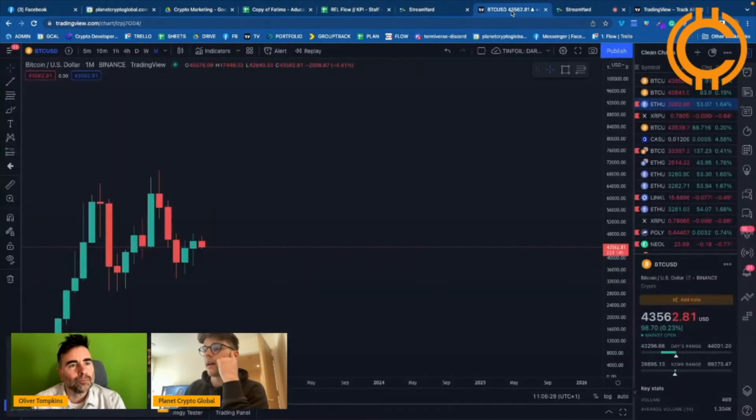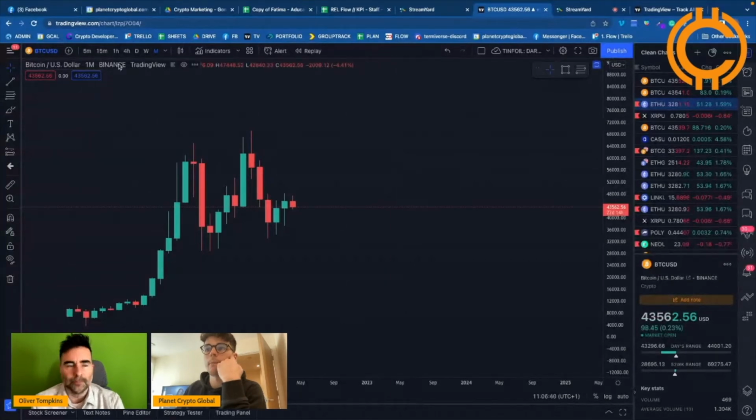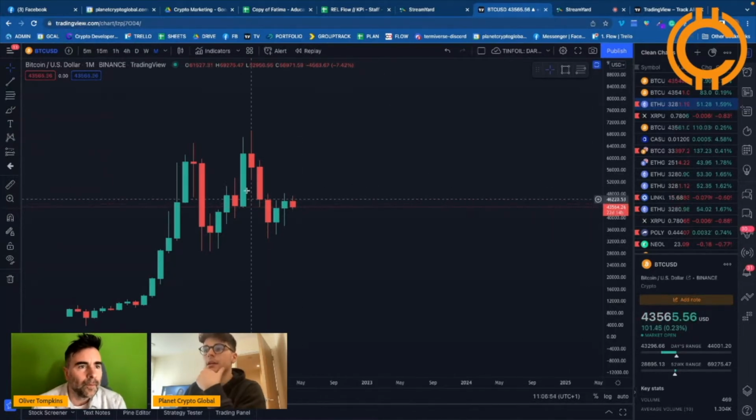So what I've got here in front of me right now is a native TradingView chart just for this. You'll see here, this is Bitcoin against the US dollar trading on Binance. You see the current price of Bitcoin. So this would mean that one Bitcoin represents $43,564.34 in that respect. What I'm going to do is start to break down this chart and how to look at it.